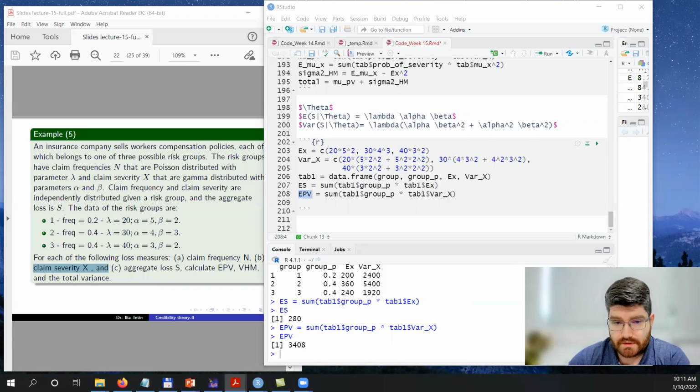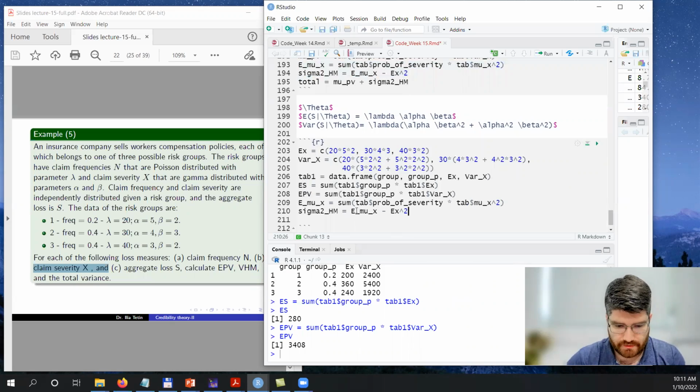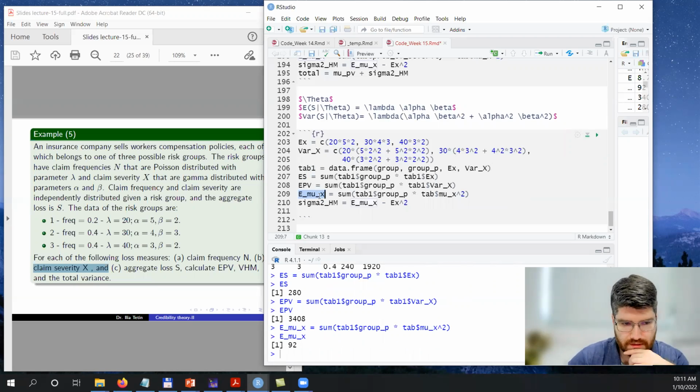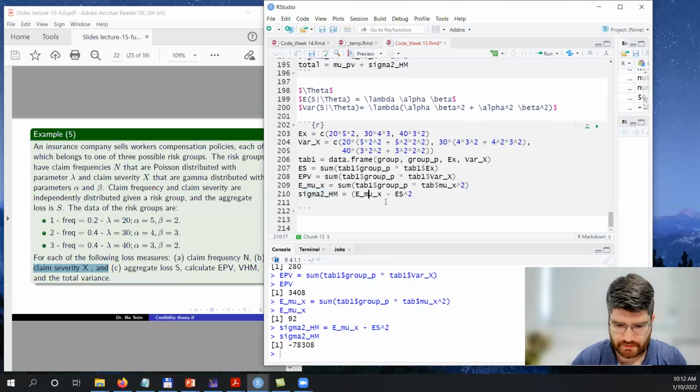The final calculation is just the VHM, or sigma squared HM. We have been calculating it with those values, mu, let's say S sigma. No, let us maintain the same thing. So group P, tab 1 group P times mu x squared. Okay, let it be E mu x 92, right? 92. And then we will calculate the ES squared. We need to calculate something with a squared value here.